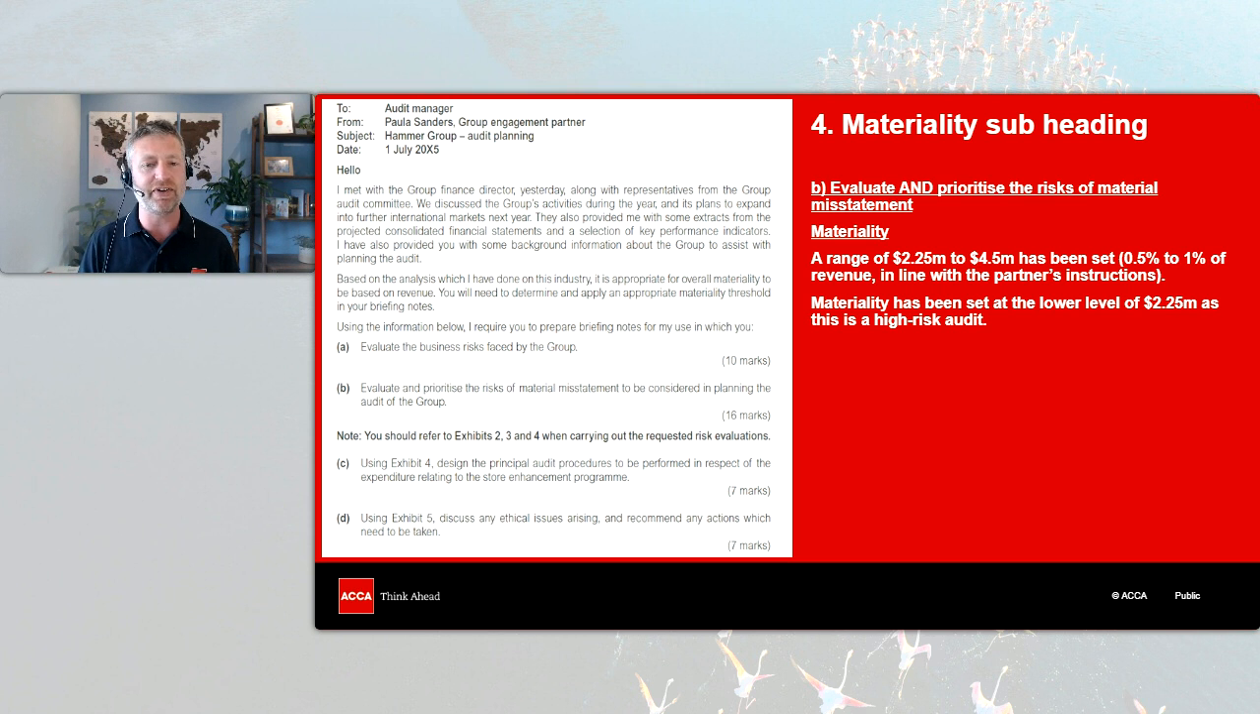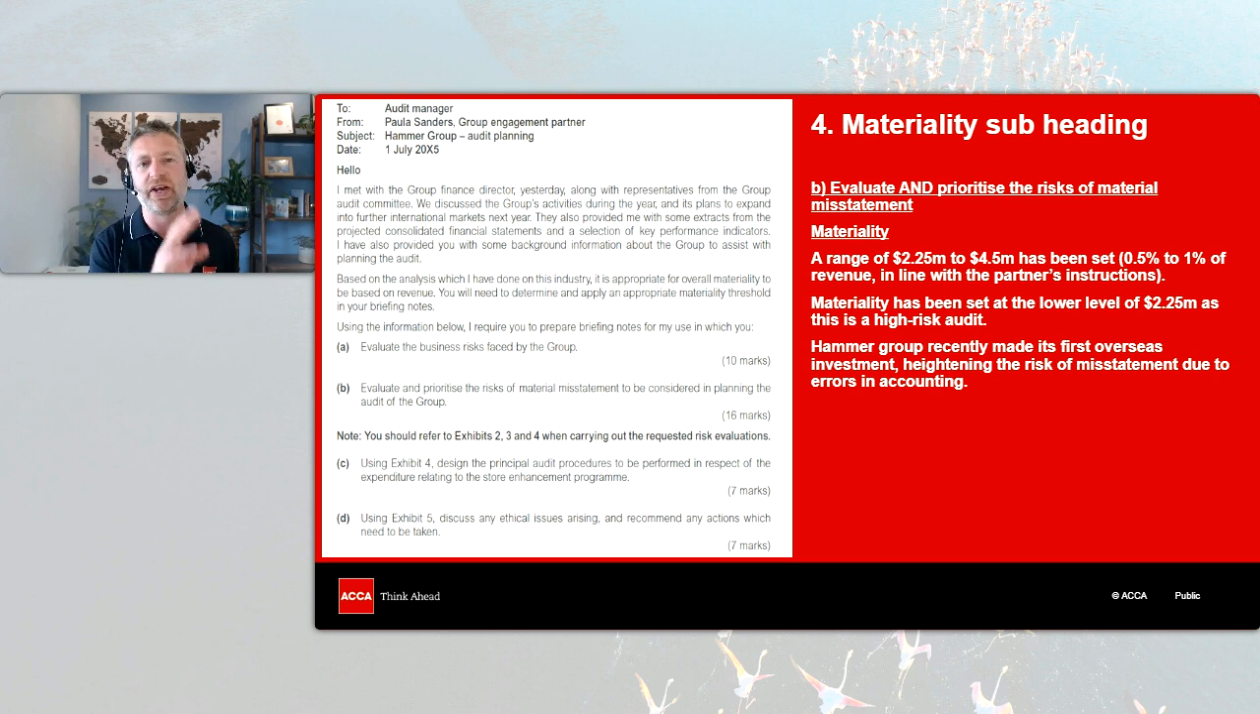So I'm going to say it's high risk, and then I need to find something from the scenario to explain why it's high risk. If you've looked at this exam, you might have spotted this, but it doesn't matter. Don't worry about the content of what I've put here. I just wanted to show the style and structure of it. So I need a short statement of something from the scenario which makes it a high-risk audit.